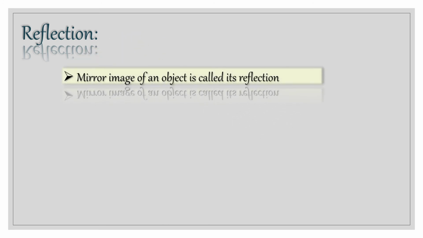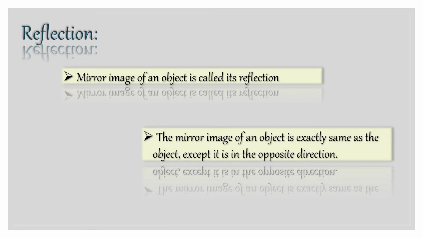Moving on to reflection. Mirror image of an object is called its reflection. The mirror image of an object is exactly the same as the object except it is in the opposite direction. Examples. Consider the word good. Now we are going to find the reflection for this given word. We know that reflection is nothing but the mirror image of the given object, word or number, whatever. So here good is an image.